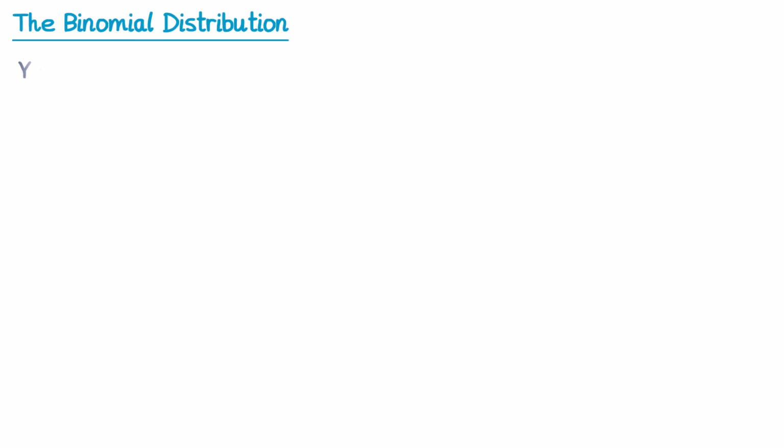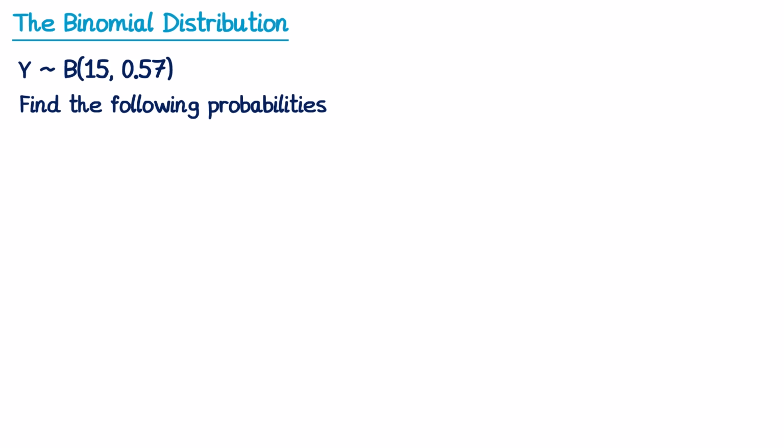In this question we have y, which is distributed binomially with n 15 and p 0.57. We want to find the following probabilities. It's worth noting at this point that our random variable is the letter y, but the calculator will only display the letter x, but we just enter the value for y in the place of x. So for question A, we've got the probability that y is equal to 8.